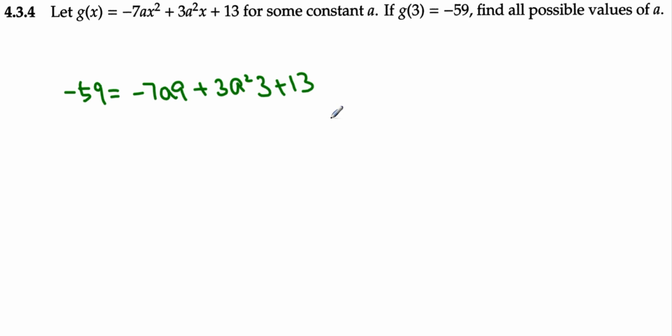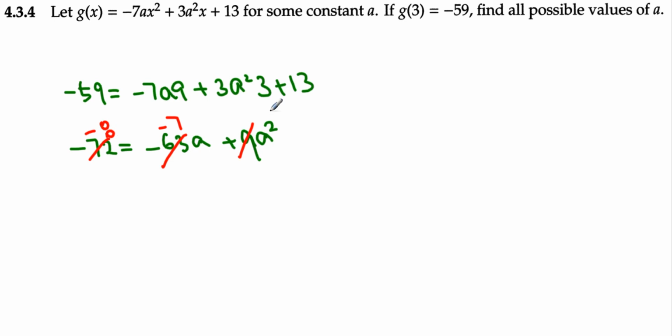Then I can rewrite this as I subtract 13, then we get negative 72 must be equal to negative 63a, and then plus 9a squared. So when I divide by 9 on each side, this becomes negative 7, this becomes negative 8. So here we get negative 8 is equal to, I'm just going to write down a squared first, a squared minus 7a.